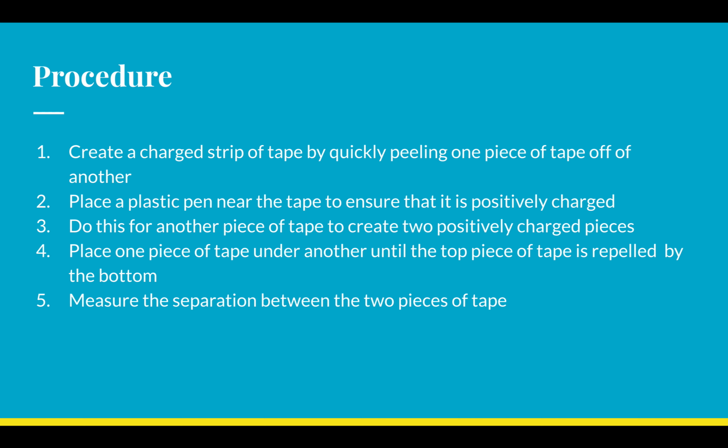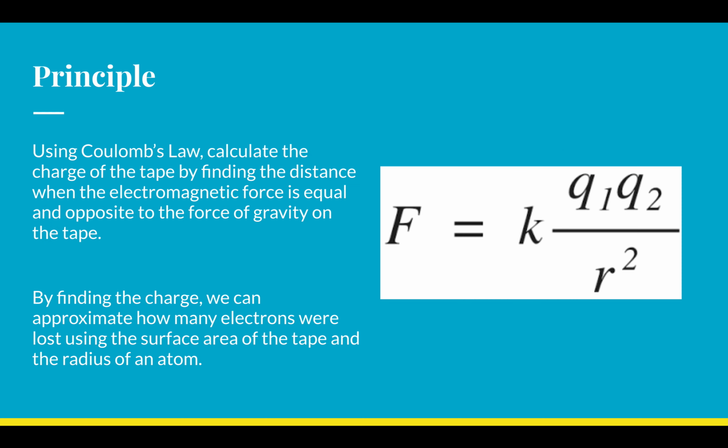So we put one piece of tape under another until the top piece of the tape is being repelled by the bottom. We're going to measure the separation between these two pieces of tape, and this is going to be the magnitude of our R vector. The principle behind all this is Coulomb's Law, where the force is equal to a constant K, which is 9e9, times the two charges over R squared. By finding the charge, we can approximate how many electrons were lost using the surface area of the tape and the radius of an atom. And this is going to be equal and opposite to the force of gravity, which we can find by finding the mass of the tape and multiplying it by the acceleration due to gravity.